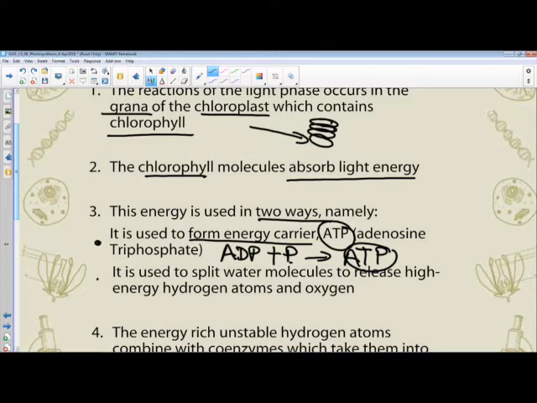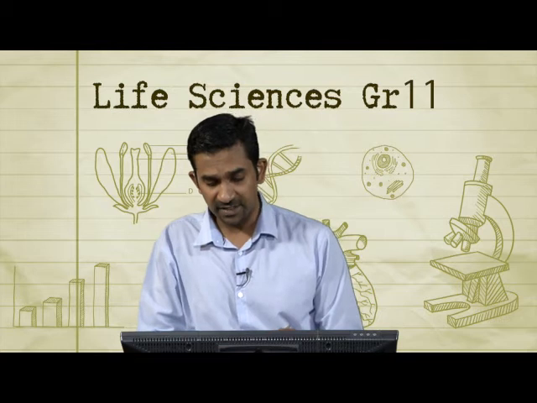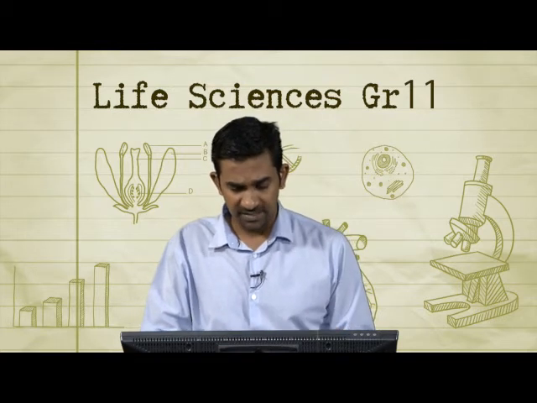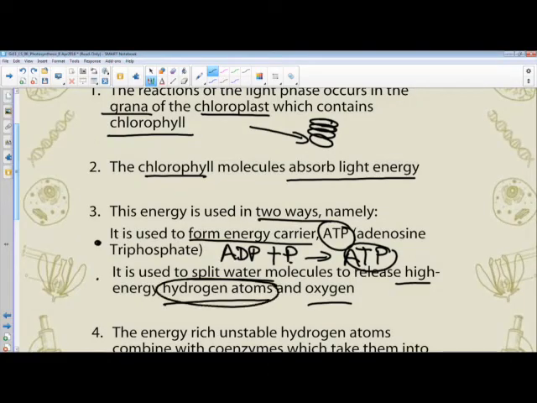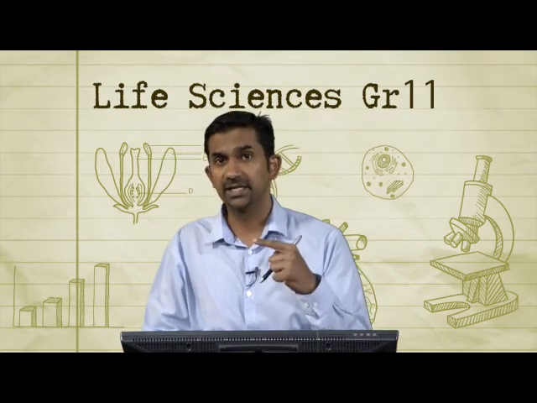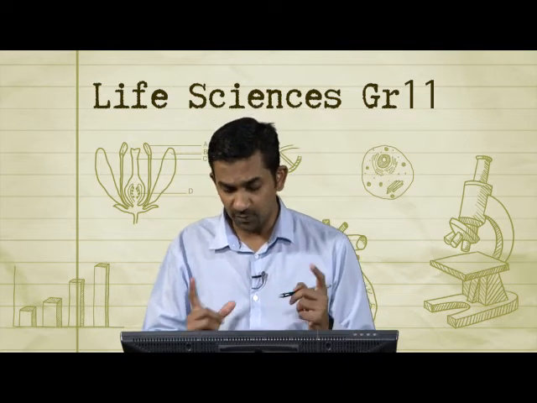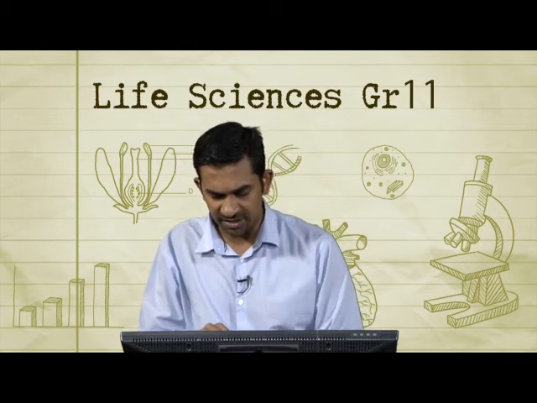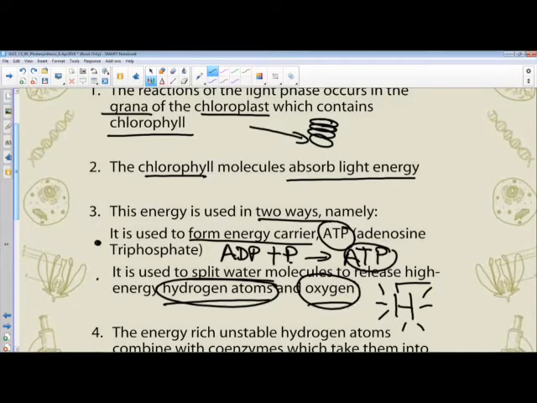It is used to split water molecules to release high energy hydrogen atoms and oxygen. So essentially what happens in this stage is that ATP is produced and high energy hydrogen atoms are released. These high energy hydrogen atoms are relatively unstable, and hence they are the energy source that is going to be used in the light independent phase. These molecules are then transferred to the light independent phase through a coenzyme, which we'll discuss in a little while. And the oxygen that we have produced in this stage is given off as a waste product.